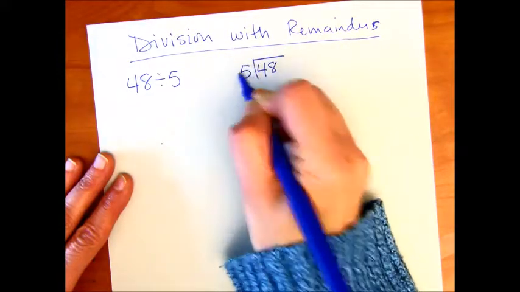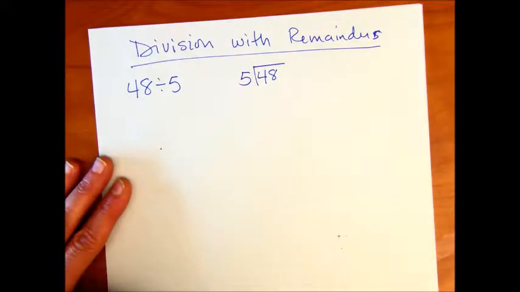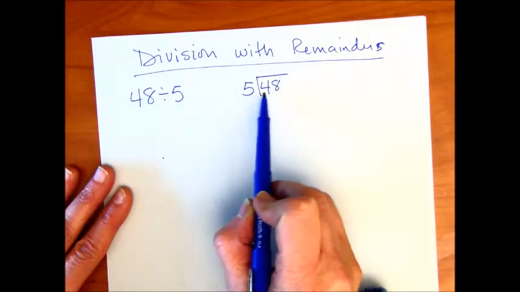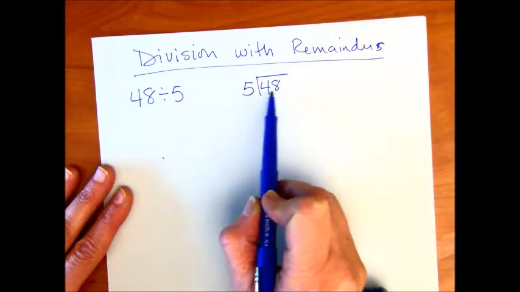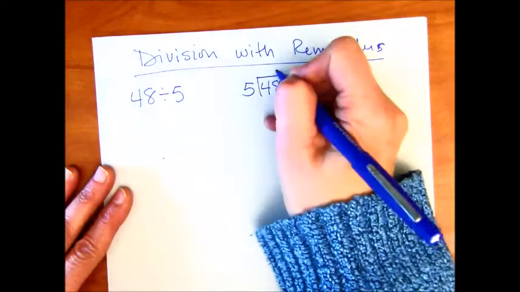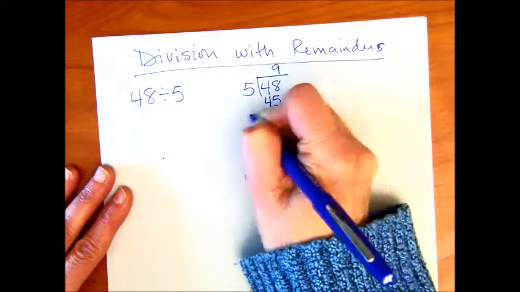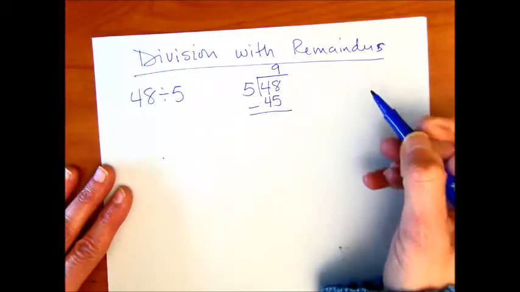48 divided by 5. And while I'm doing these problems, if you want to pause the video and work on the problems and then start up the video again to check your work, that is perfectly fine with me. It's good practice. So 5 does not go into 4, but it does go into 48 9 times. 9 times 5 is 45. And then I'm going to subtract.